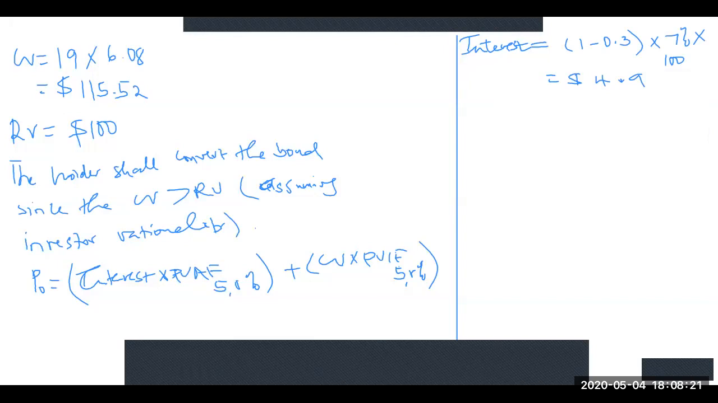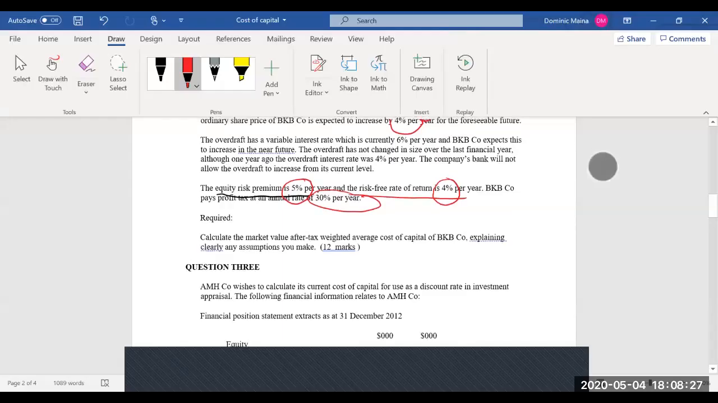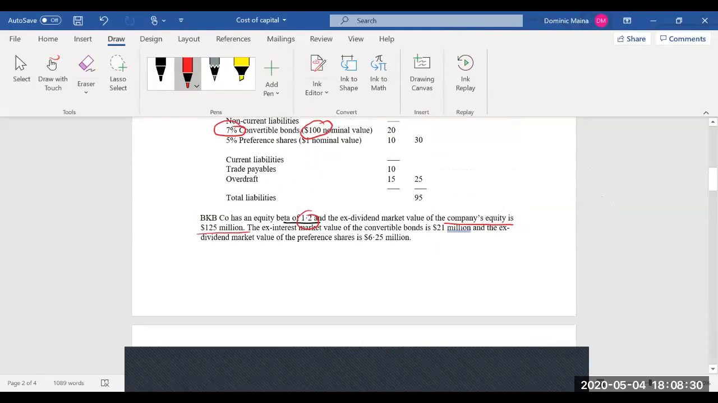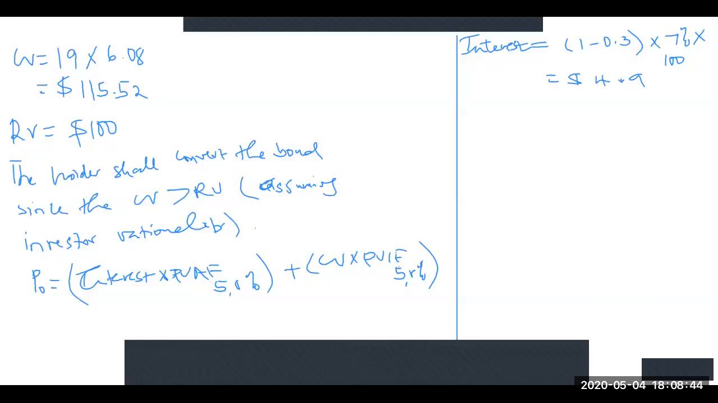Going back to our question, we have been told the total market value of all the bonds of this company is $21 million. What's the market value per bond? If the total market value of all the bonds is 21 million, the market value per bond is equal to the total market value. And we are told that one bond has a nominal value of 100.